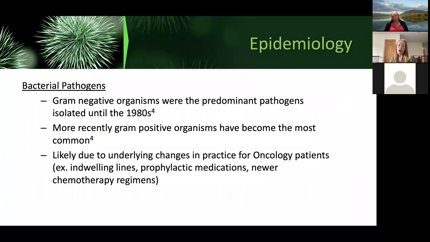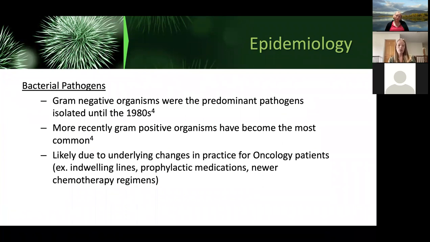So in terms of pathogens, there's obviously bacterial, viral, and fungal that you need to consider. Bacterial is the most common. It was classically taught, and even in my residency training, which was not in the 1980s, I was taught that gram-negative organisms were the predominant pathogens. But that definitely has changed in more recent years. So more recent studies have shown that gram-positive organisms are actually the most common.